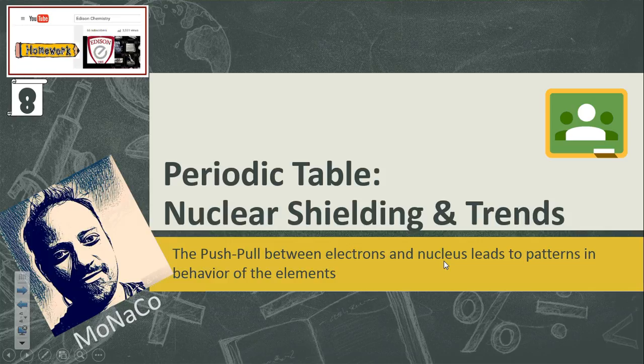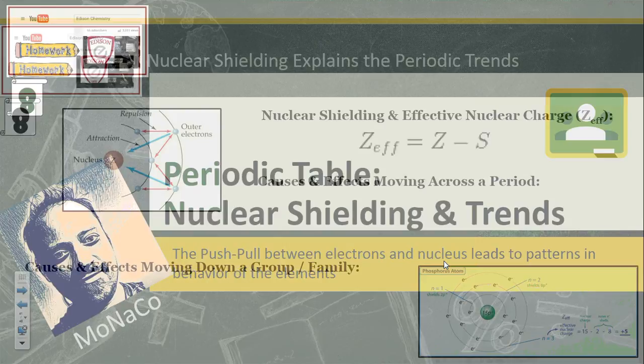We're going to hit up nuclear shielding and begin explaining trends and data on the periodic table using nuclear shielding as our explanation. So nuclear shielding is really about the push-pull between electrons and the nucleus, and it leads to patterns in behavior of the elements, like ionization energy, atomic radius, electronegativity. So we're going to see what those trends are in homework number 9, and we're going to understand the nuclear shielding effect in homework 8.